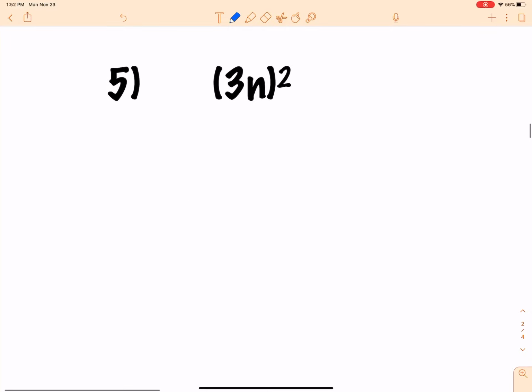All right, now we're into our power rule. Again, making sure if it's in parentheses, the exponent applies to everything in the parentheses. So not just the n, which a lot of people want to do, it also applies to the 3 as well. So 3 squared is 9, and then n squared.